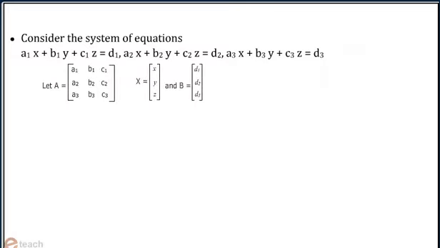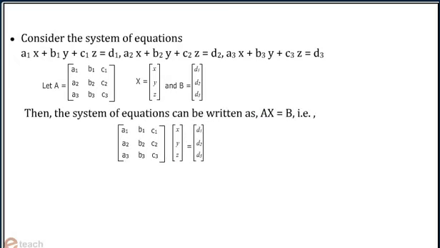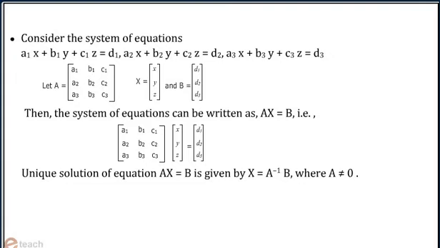Let A be a matrix formed by the coefficients of the variables x, y and z, X be a matrix formed by the variables x, y, z, and B be the matrix formed by the constants of the system of equations. Then the system of equations can be written as AX = B, that is, in matrix form, it can be represented as follows. Unique solution of equation AX = B is given by X = A inverse B, where A is not equal to a null matrix.